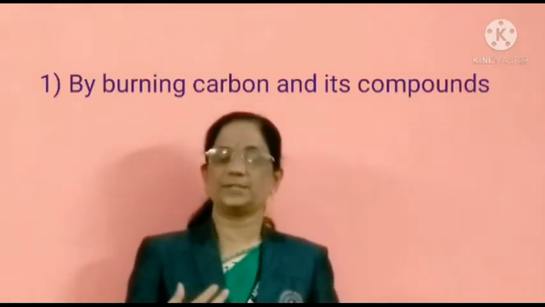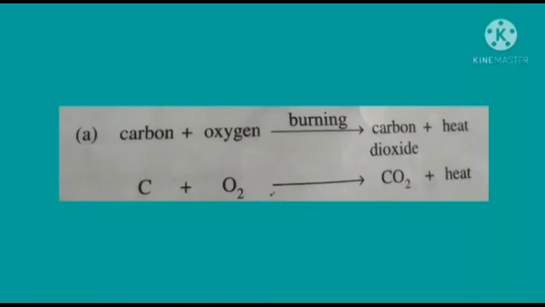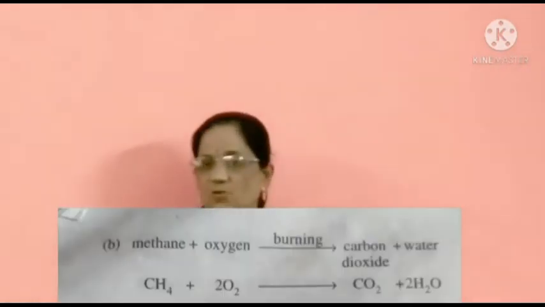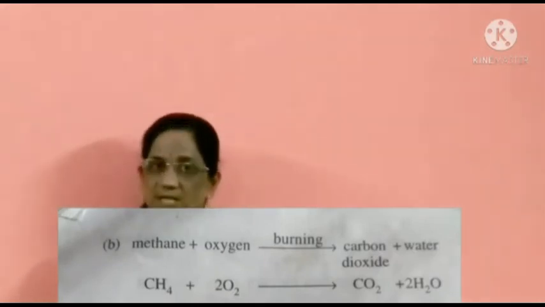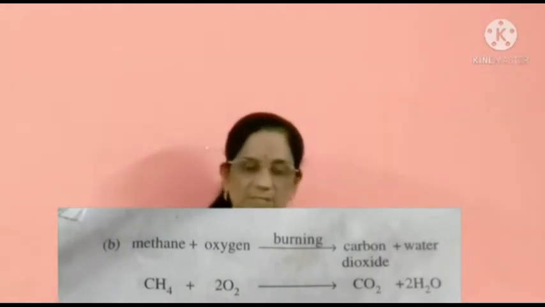The first method is by burning carbon and its compounds. The burning of charcoal, coke or carbon compounds produces carbon dioxide. First, carbon: carbon burns with oxygen and produces carbon dioxide. And this is the chemical equation for the burning of carbon. Second, carbon compounds. One example is methane. Methane reacts with oxygen on burning and produces carbon dioxide and water. So this is the chemical equation for carbon compounds when burned in oxygen.